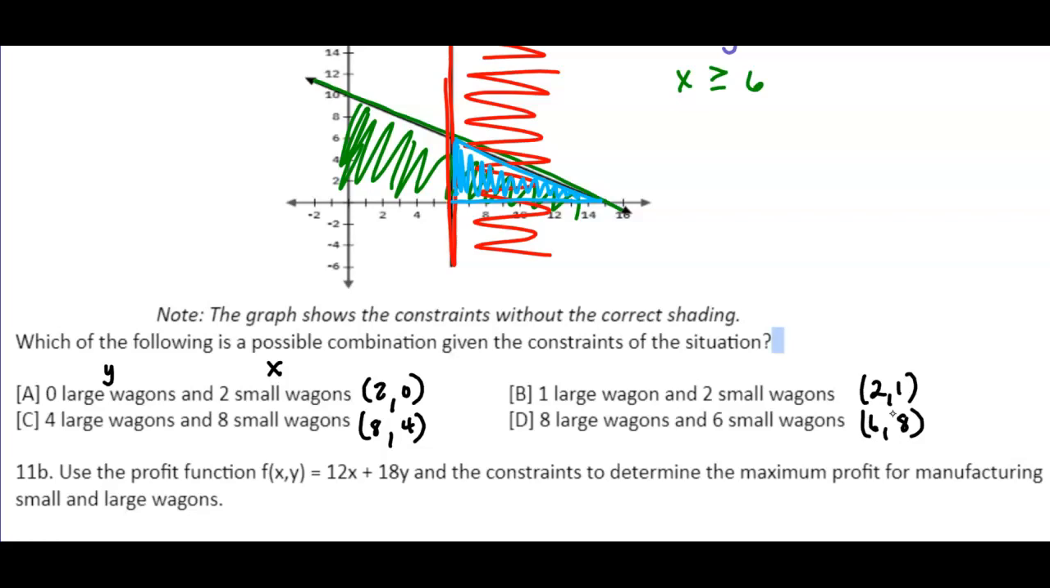So if we take a look here, 2, 0, not in the region. 2, 1, not in the region. 8, 4 is in the region. All right, 8, 4 is somewhere right here. It is inside our feasible region, so our answer is C. If he makes 8 small wagons and 4 large wagons, it fits both constraints that we determined of this scenario.